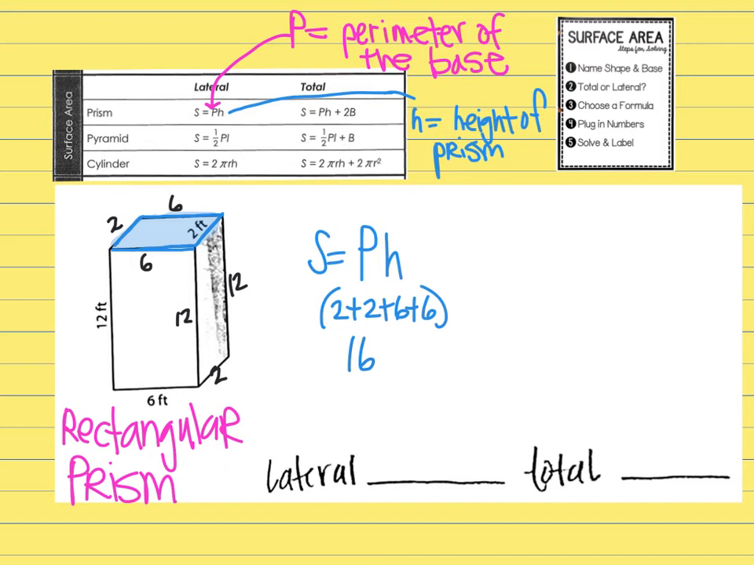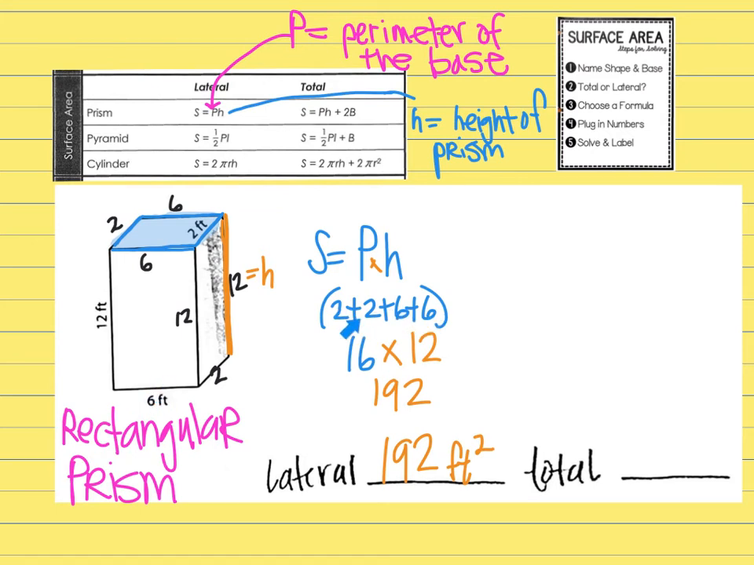And then the line that is connecting the base from the top to the bottom, sometimes this is tipped over. This is going to be the height of the prism itself. So now the only thing I would need to do is multiply that times 12. And then 16 times 12 is 192. Now, surface area is always in square units. So my lateral surface would be 192 square feet because this is being measured in feet.